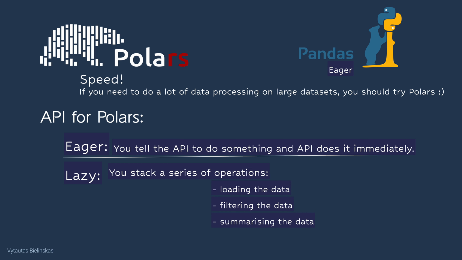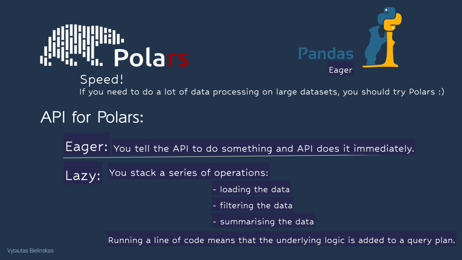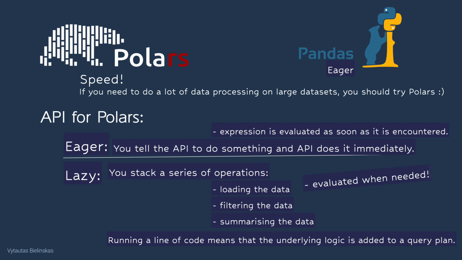Lazy evaluation is where running a line of code means that the underlying logic is added to a query plan rather than being evaluated. Polars supports eager evaluation and lazy evaluation, whereas pandas only supports eager evaluation. Eager evaluation means an expression is evaluated as soon as it's encountered, whereas lazy evaluation refers to evaluation of an expression when needed.